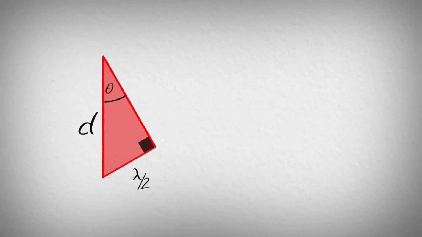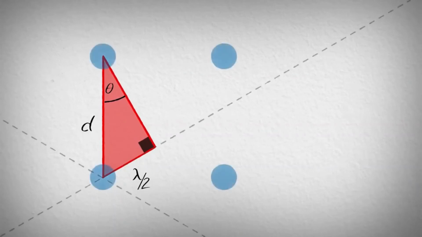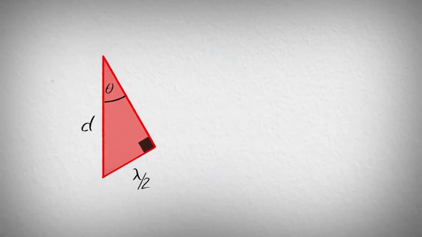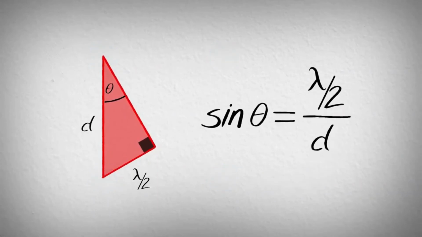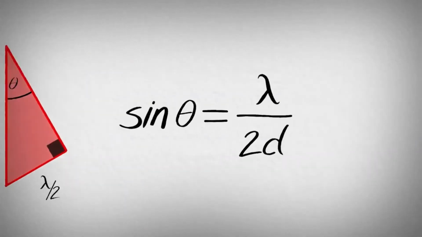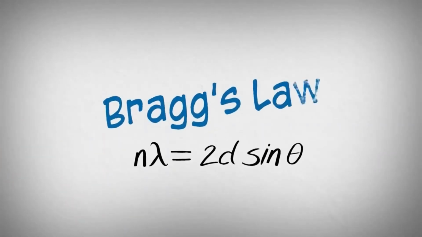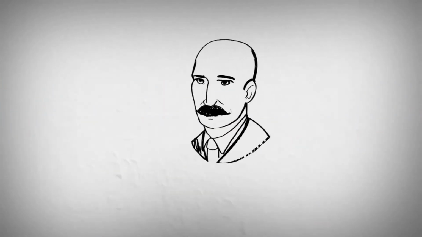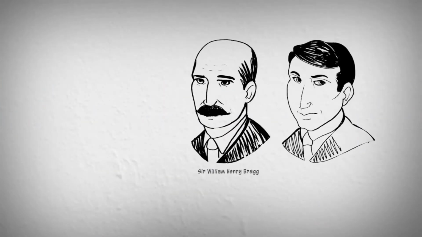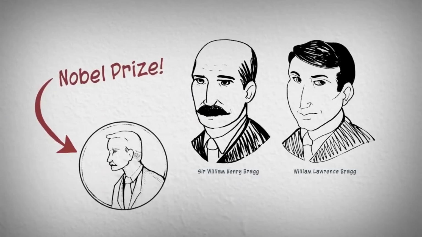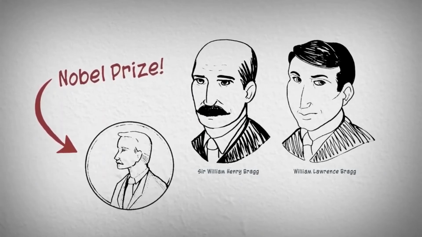The long side is the distance between the atomic planes, and the short side we know is 1/2 of a wavelength. The relationship between the diffraction angle and the spacing between the atoms can be determined by applying the sine function. Rearranging this equation yields an equation commonly known as Bragg's law, named after Sir William Henry and William Lawrence Bragg, the father-son team who won the Nobel Prize in 1915 for their work analyzing crystal structures with X-ray diffraction.